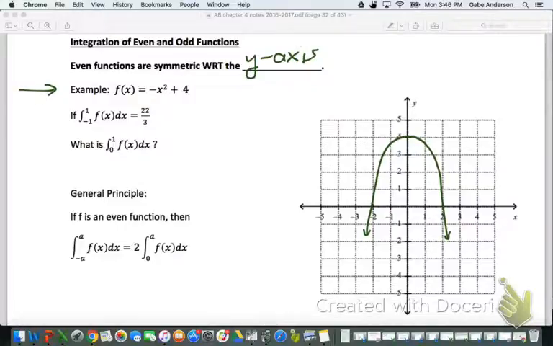So hopefully you can see it. Can you see the y-axis symmetry there? I hope you can. If you just think about the y-axis as splitting it in half, you can see that each half would be a mirror image of the other.